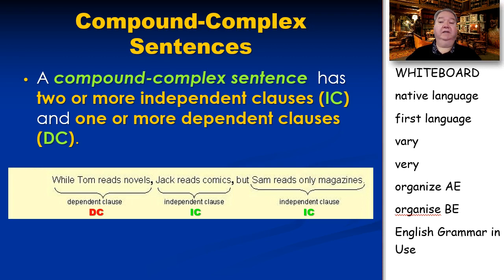Now we're going to look at something called compound complex, which obviously is more complicated. A compound complex sentence has 2 or more independent clauses, so it has at least 2 independent clauses. That makes it compound. And 1 or more dependent clauses. The dependent clauses added on make it complex. So these are compound complex sentences. So again, I gave you this handout last time, so let us look at these examples.